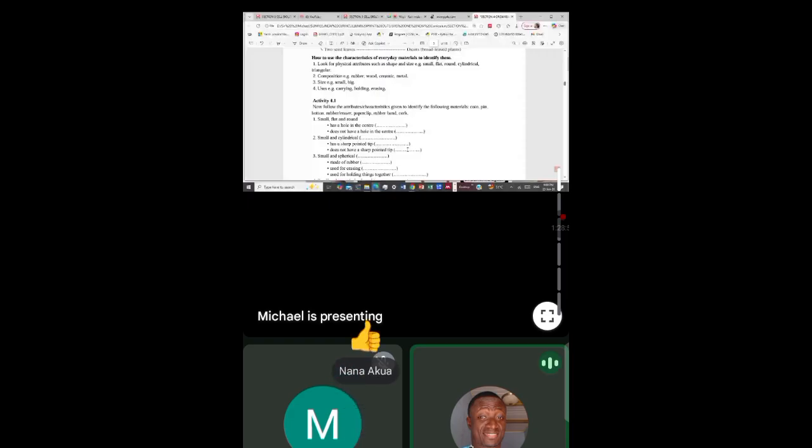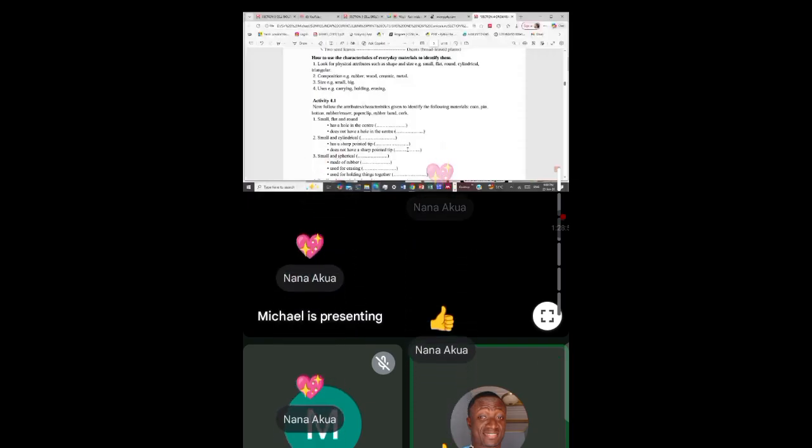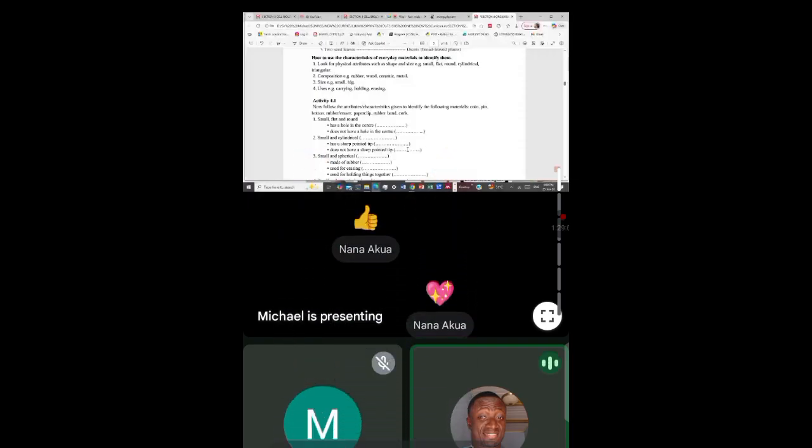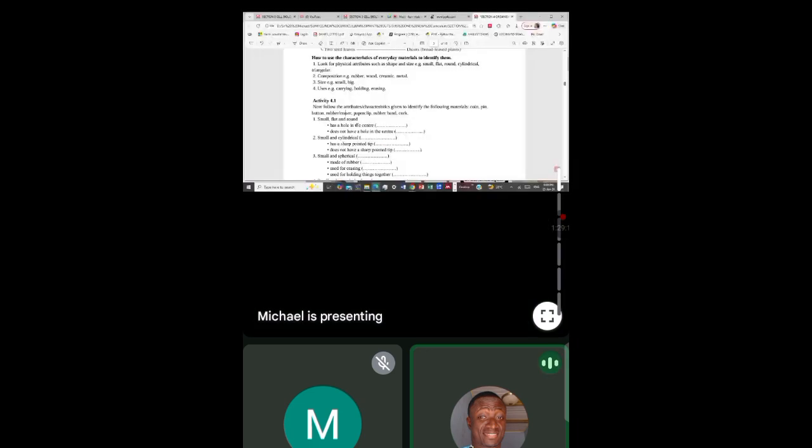A guide will always be given, but you will not be given the answers. So look at this point. These are the guide, or let me say the lead. So we see small, flat and round. The person that asked that question, try to answer me here. Something that is small, flat and round, has a hole in the center. What will that be?